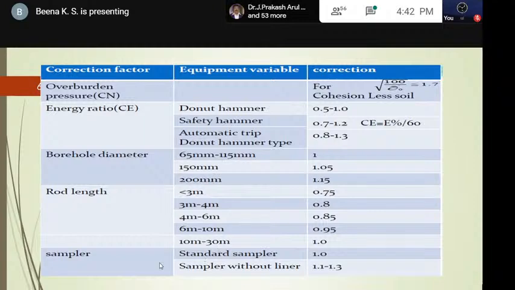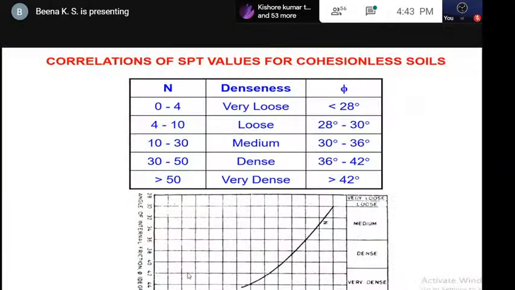The type of sampler is also creating a difference in the N value. If a standard sampler is used, we put it as 1. A sampler without liner is 1.1 to 1.3. So these are the corrections, and we have already seen the correlations with N.